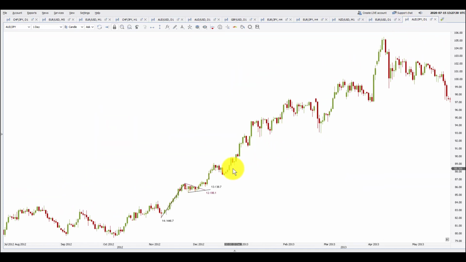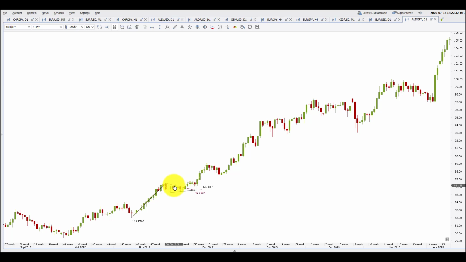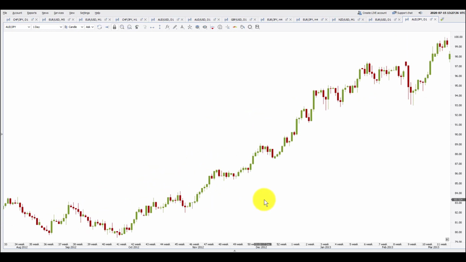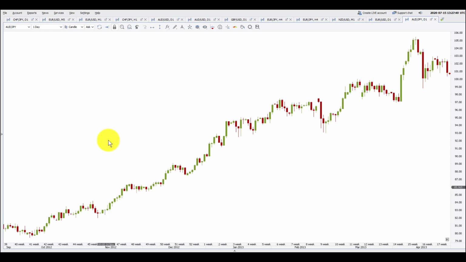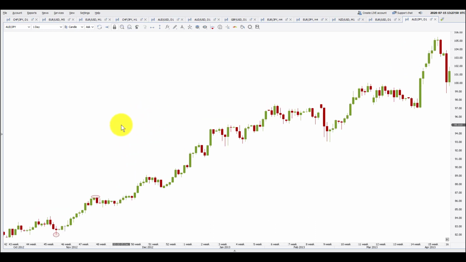Okay, the second example that I have for you is also a quick example, on the Australian dollar against the Japanese yen. You see that the price was moving sideways, and then suddenly from here, after it made this low, it started moving in the upward direction and made a small high here.